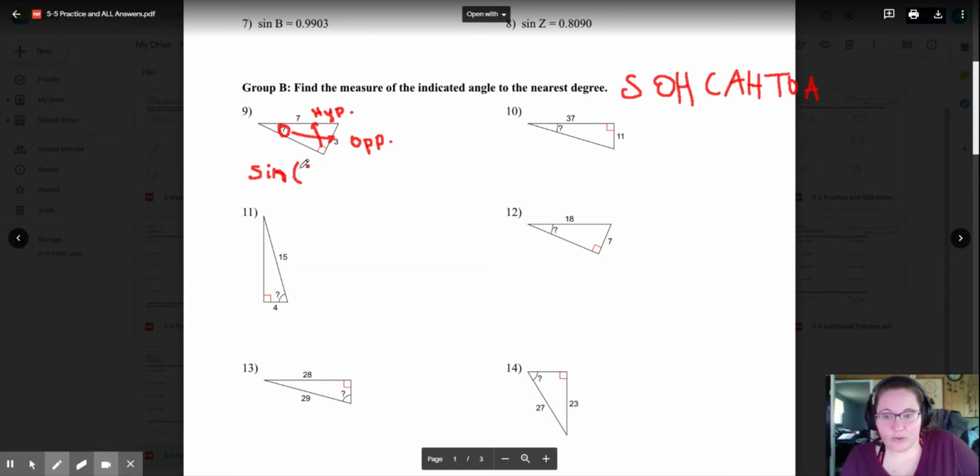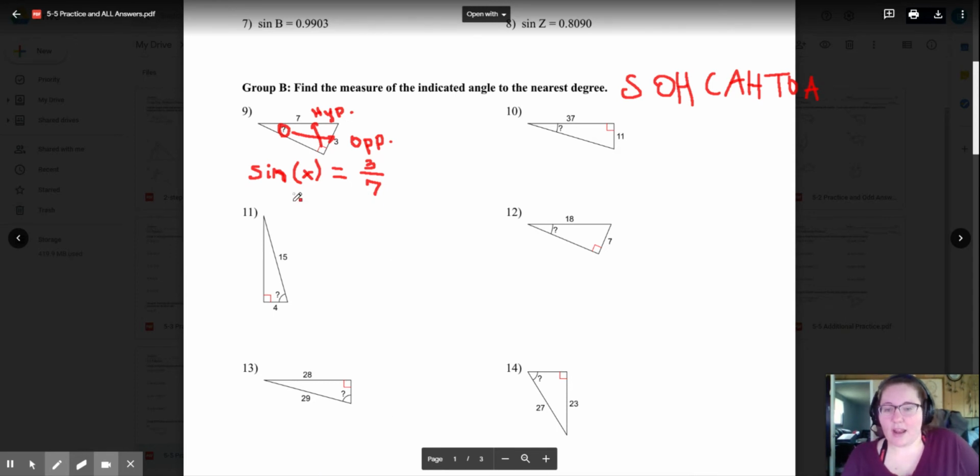We don't know what that is. You can put a question mark, you can put X, whatever you want to use. We'll just use X in this video. So sine of my angle X, the part I don't know, has to be opposite over hypotenuse. So 3 divided by 7. Has to be 3 divided by 7.